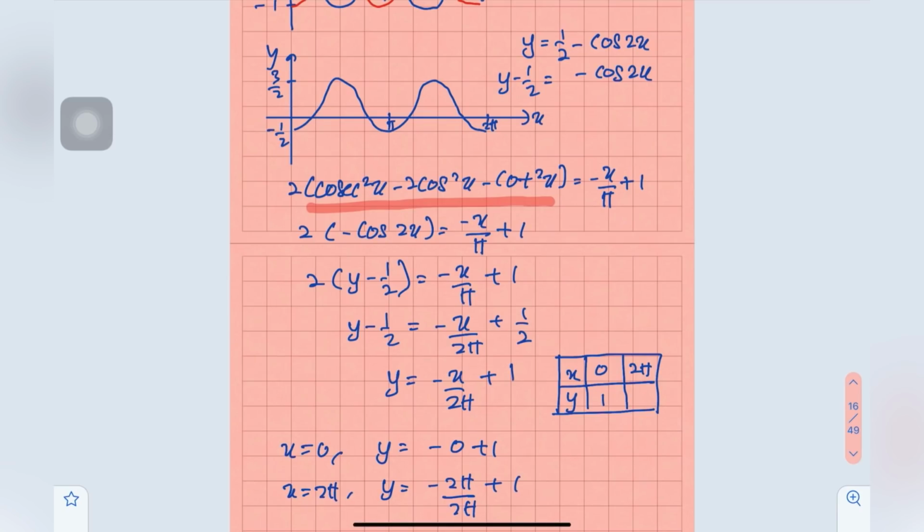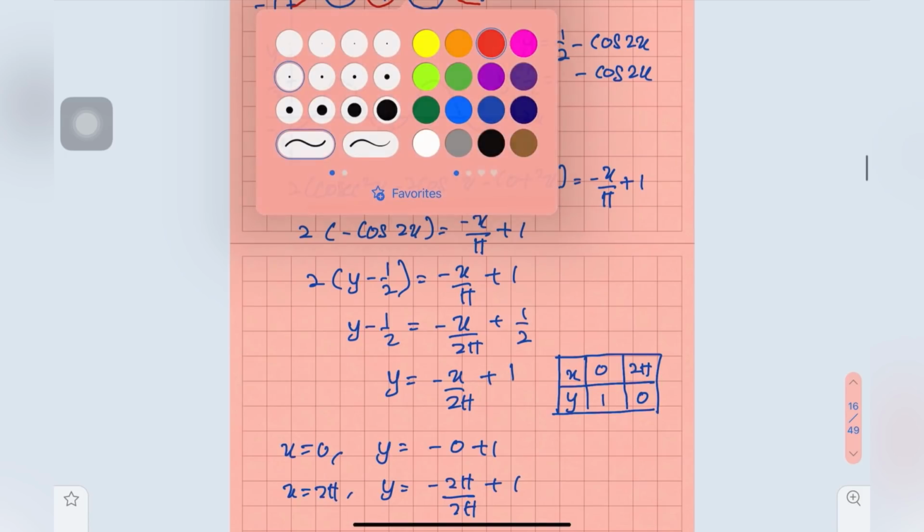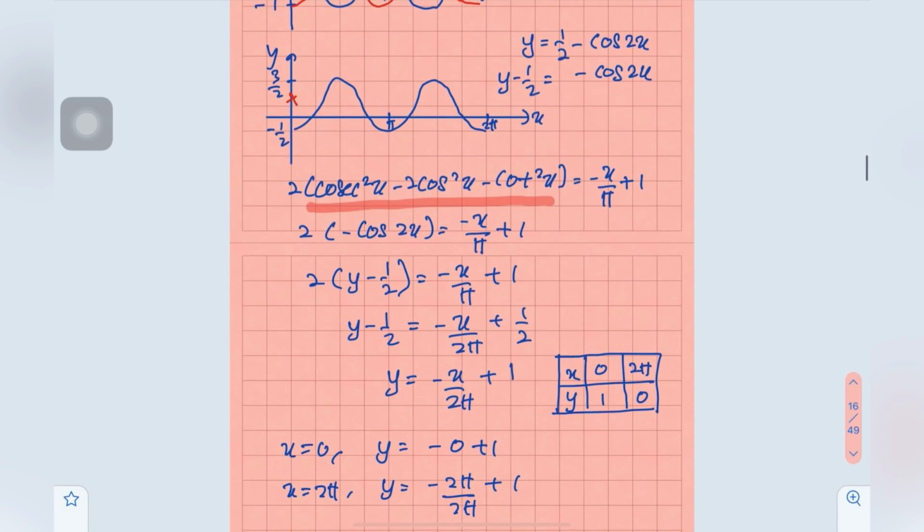So, dapat berapa ni? Dapat 0. So 0. So kita lukis straight line, kita 0, 1. Okay, 0, 1 somewhere sini. Okay, dengan 2 pi, 0. 2 pi, 0 dekat sini.